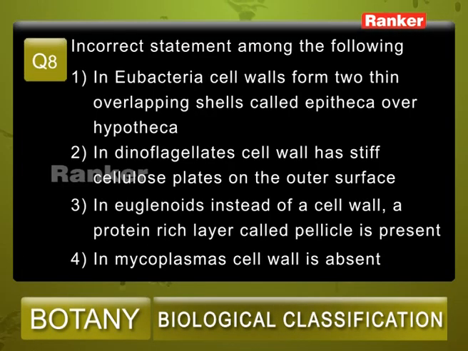Question number 8, incorrect statement among the following. 1. In eubacteria, cell walls form 2 thin overlapping shells called epitheca and hypotheca. 2. In dinoflagellates, cell wall has stiff cellulosic plates on the outer surface. 3. In euglenoids, instead of a cell wall, a protein-rich layer called pellicle is present. 4. In mycoplasma, cell wall is absent.